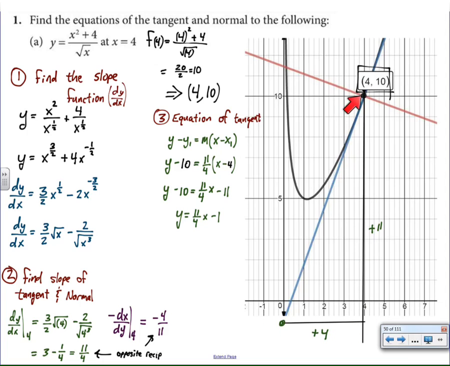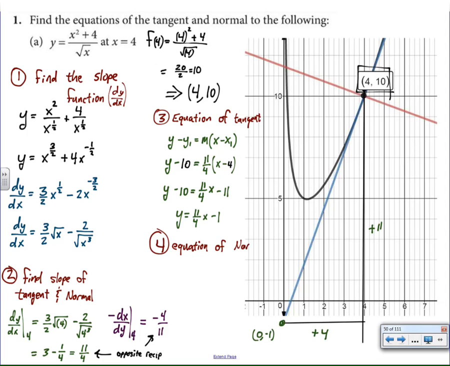So that is to say, from here I went down 11 and back 4, and I ran right into the line's y-intercept at -1. So my graph and my equation here check out. I'm going to check that again a little bit later, but hold on. Now I've got to find the normal, same deal.